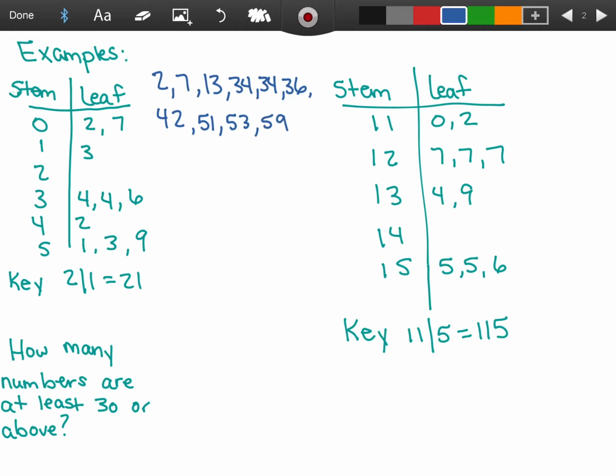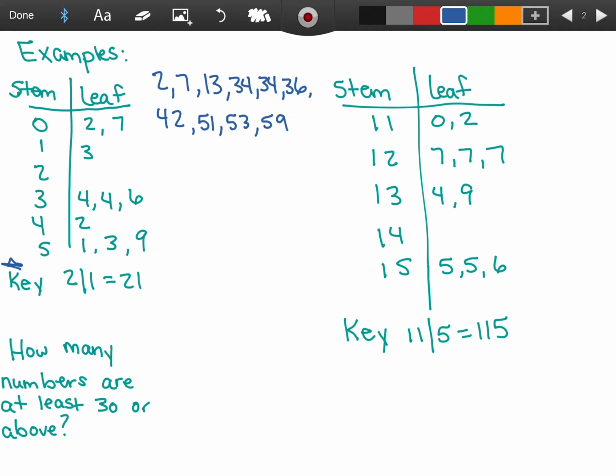Okay, I hope that explains how they're organizing this data. Your stem is almost always your tens place, and your leaf will be your ones place. If you have numbers 0 to 9, then their stem is going to be 0 because there's no number in the tens place. The key will really help you understand the stem and leaf plot that they give you. So this time we've got a question.